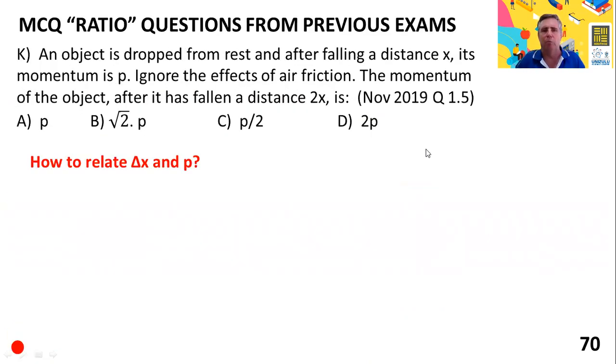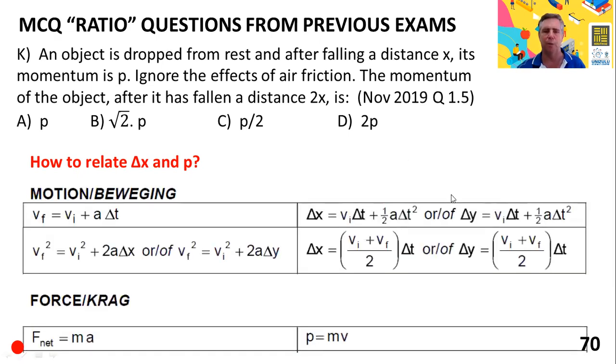Number K, an object is dropped from rest and after falling a distance x, its momentum is p. It says ignore the effects of air friction. The momentum of the object after it has fallen a distance 2x is... This is from November 2019, and it's asking you to relate momentum to distance. Now, that's what makes it difficult because there's no direct equation relating momentum to distance. But let's go and look at our equations of motion.